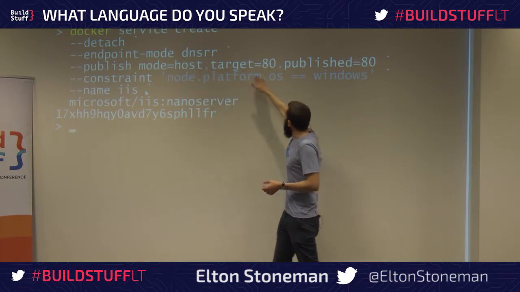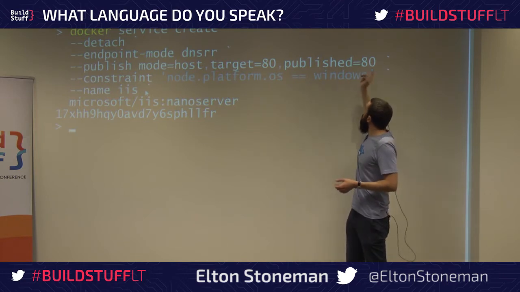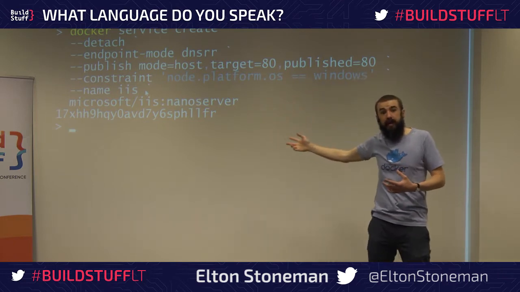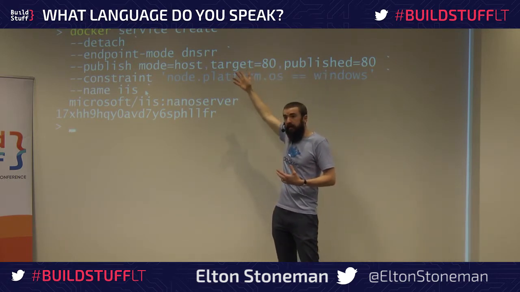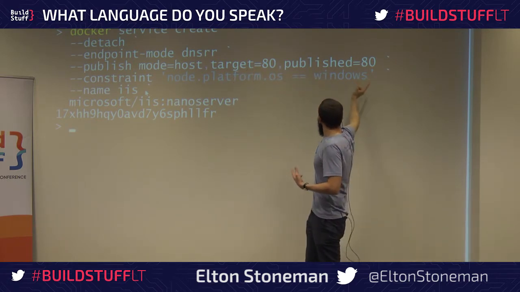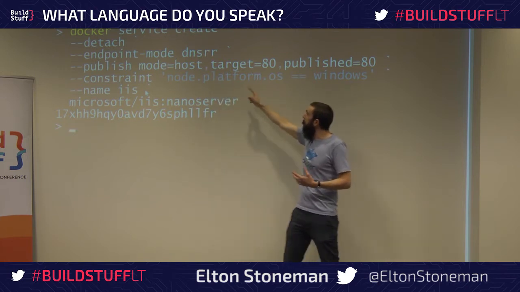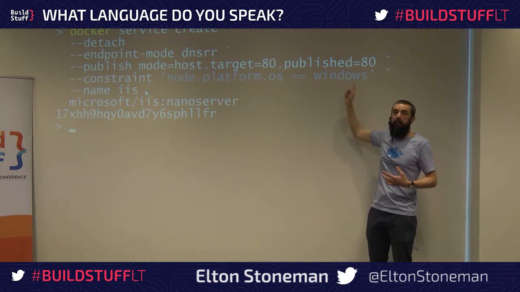And the publishing, I'm publishing port 80 on the container to port 80 on the node that runs this, on the swarm. So I'm just publishing the port, I'm specifying the networking mode, and then this constraint here tells Docker to only run it on a node where the operating system is Windows.